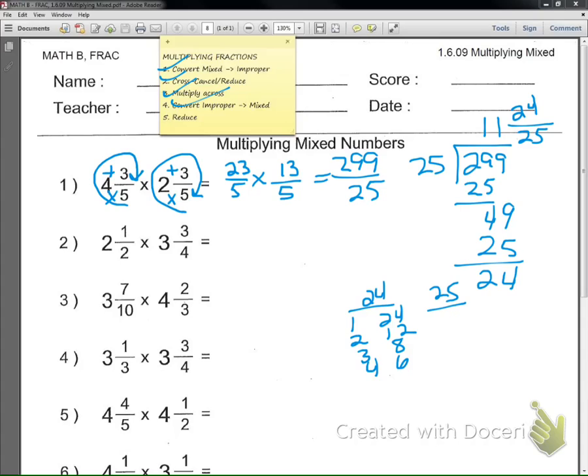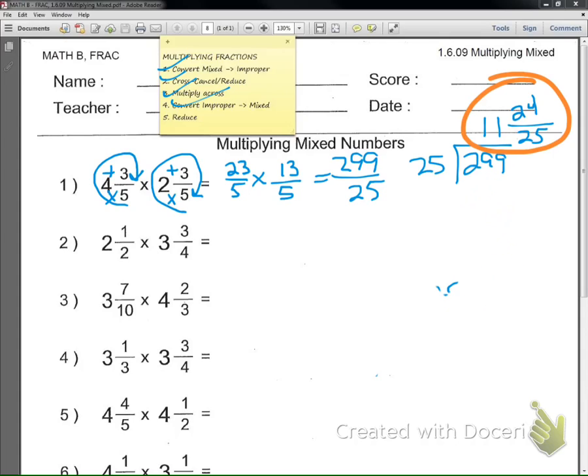Factors of 25 are 1 and 25, and 5 and 5. That's it. So the greatest common factor between both is 1. Therefore, 24 over 25 doesn't reduce, and that becomes then your final answer. A lot of work for one problem. I'm going to erase a little bit so we have room for the next problem. Hopefully this next one won't be as bad.